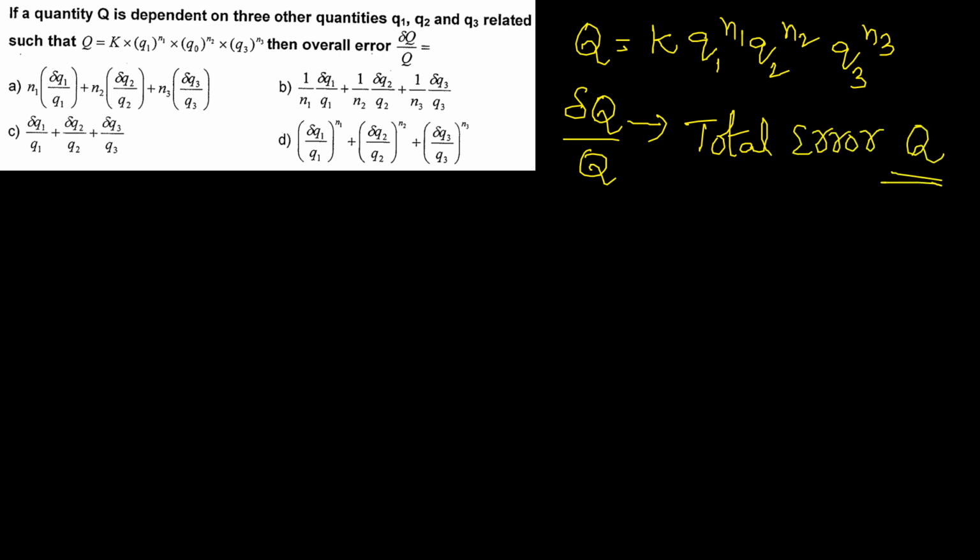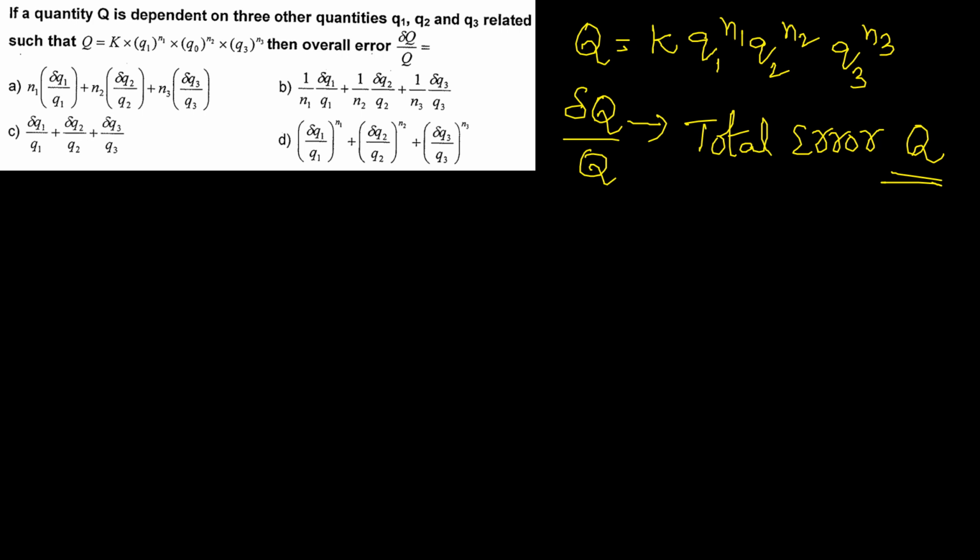Capital Q is the dependent variable because it depends on Q1, Q2 and Q3, and K, N1, N2, N3 are some constants. Now we need to determine the overall error del Q by Q. Del Q by Q is also known as relative error or overall error. Particularly, this term del Q is the total error of function Q. It is the total error of function Q.